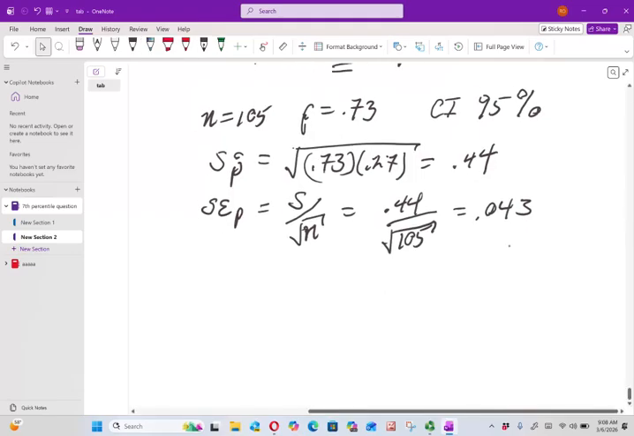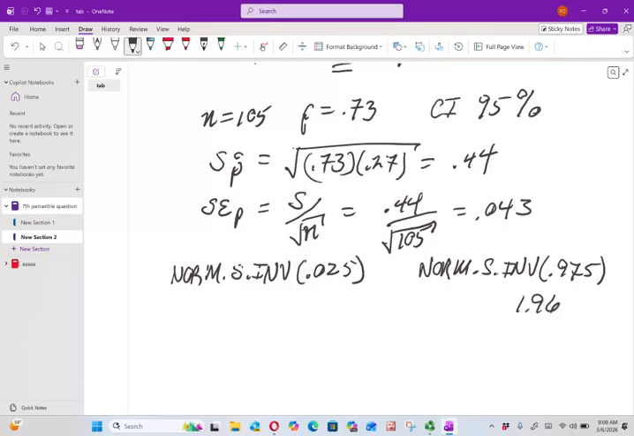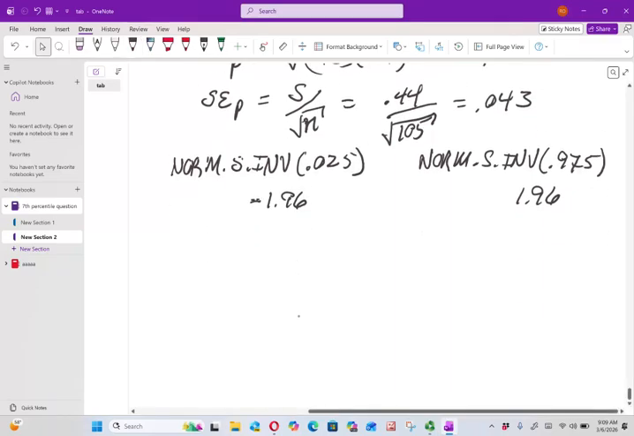So now if I want a 95% confidence interval, I need the norm.s.inv of 0.025, or norm.s.inv of 0.975. And this comes up to be 1.96 on the high end and minus 1.96 on the low end.